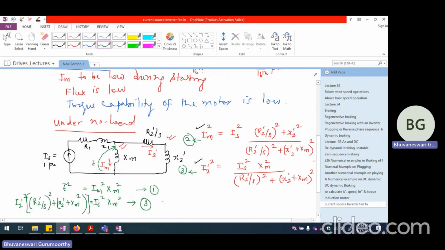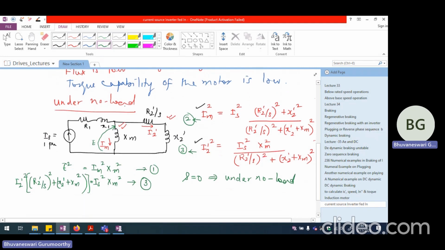But qualitatively speaking, we can very clearly say that under no load condition, slip is going to be approximately equal to 0. This is the case with no load condition. So when you are having a voltage fed induction motor drive, because this rotor current literally becomes 0, because slip is 0, this rotor impedance will be close to infinity.